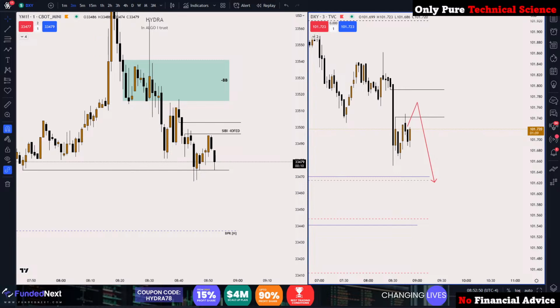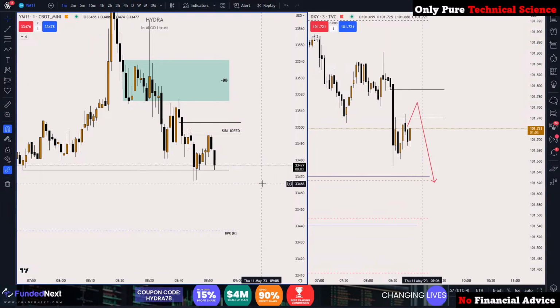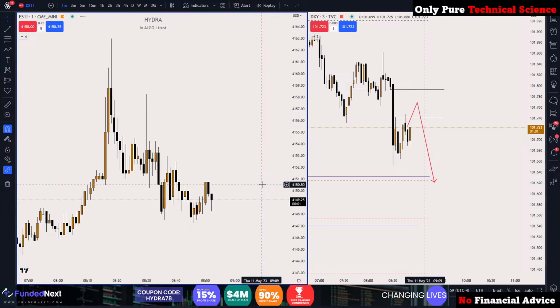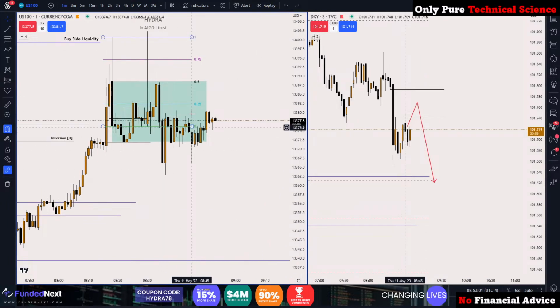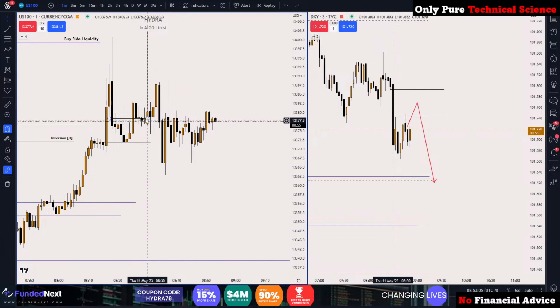CN is saying, I missed the start of the stream. Can you explain the breaker block placement you have currently on NAS? On NAS, I'm just ignoring NAS today. NAS looks choppy to me, so no breaker block. Nothing. Look at the consolidation here.